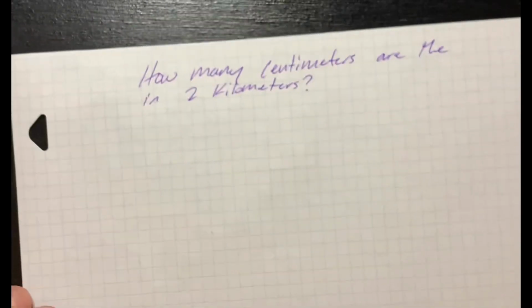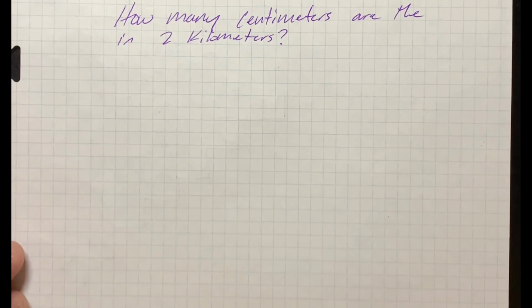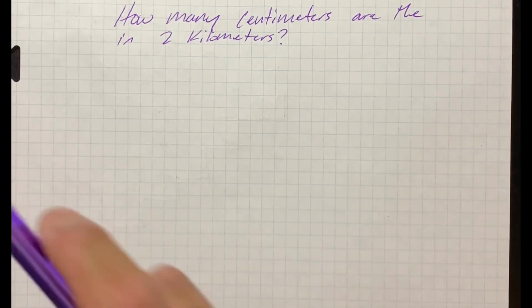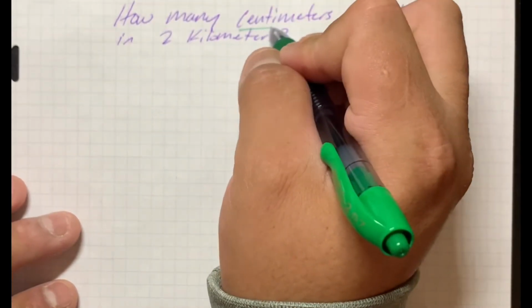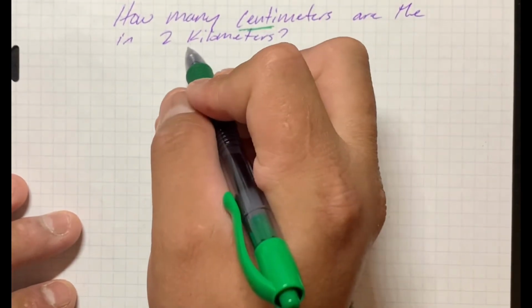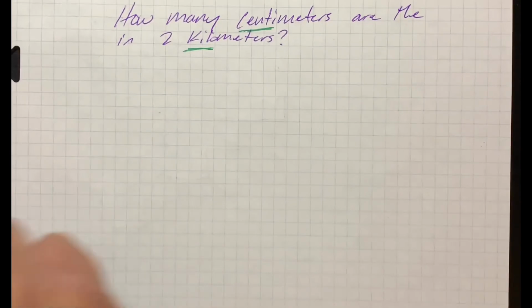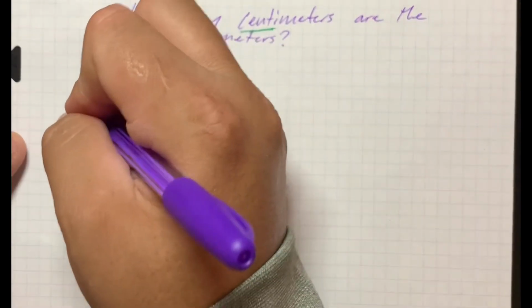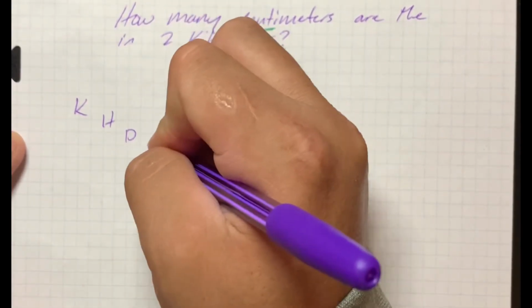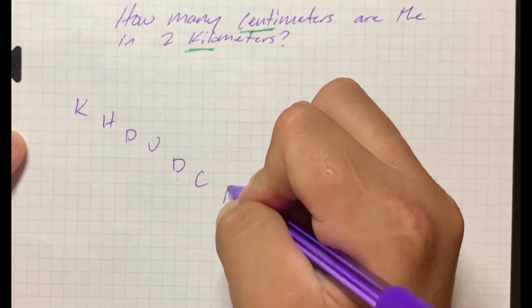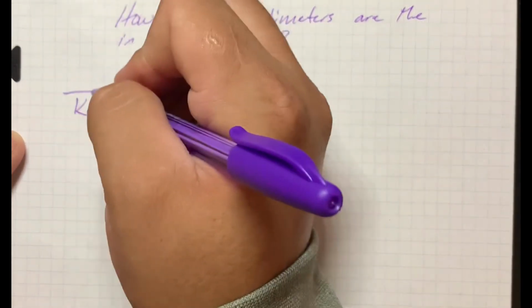So with that being said, we're going to have to listen closely. So we're working with centimeters and kilometers, okay? So let's go ahead and do that ditty that I told you guys earlier. King Henry doesn't usually drink chocolate milk, okay? And then go ahead and make your staircase.